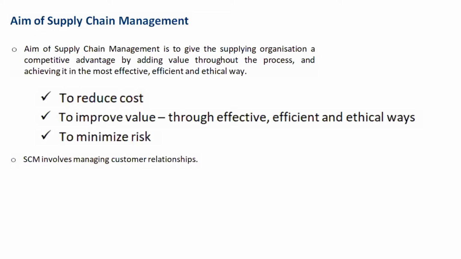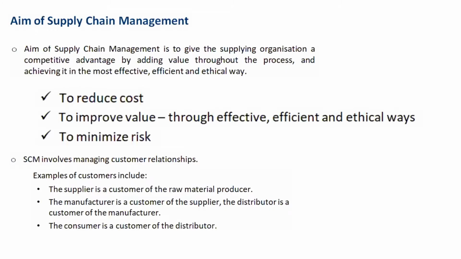SCM involves managing customer relationships. Examples of customers: the supplier is the customer of the raw material producer. The manufacturer is the customer of the supplier. The distributor is a customer of the manufacturer. Finally, the consumer is a customer of the distributor. There is only ever one consumer within the supply chain, that is the end user.